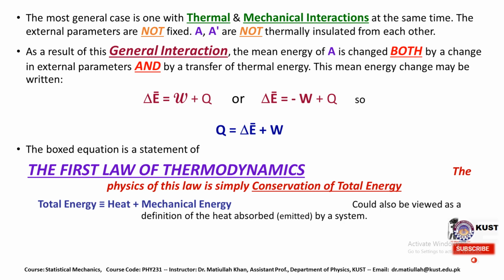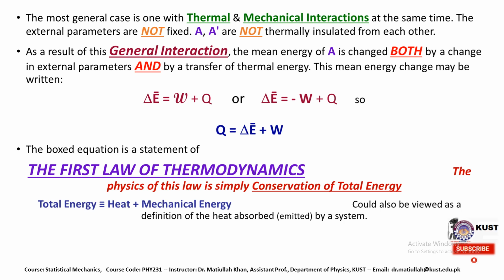The most general case is one when the thermal and mechanical interaction happen at the same time. The external parameters are not fixed, and A and A dash are not thermally insulated from each other. This sort of interaction is called the general interaction. As a result of this general interaction, the mean energy of A is changed both by a change in external parameter and by a transfer of thermal energy. So this mean energy change may be written as del E is equal to W plus Q, or del E should be equal to minus W plus Q, and that is the change in their mean energy.